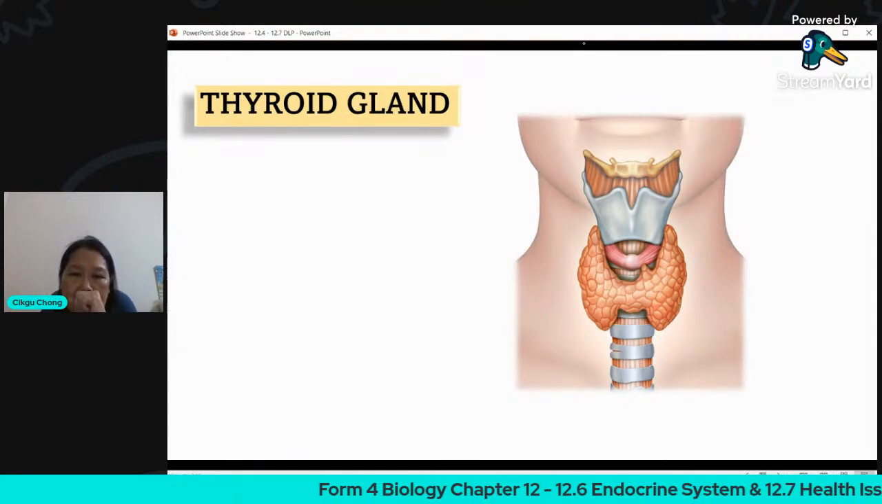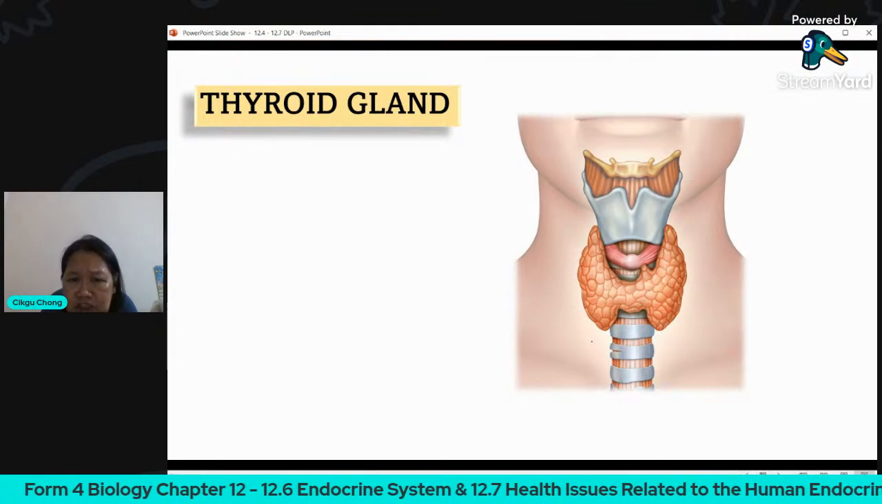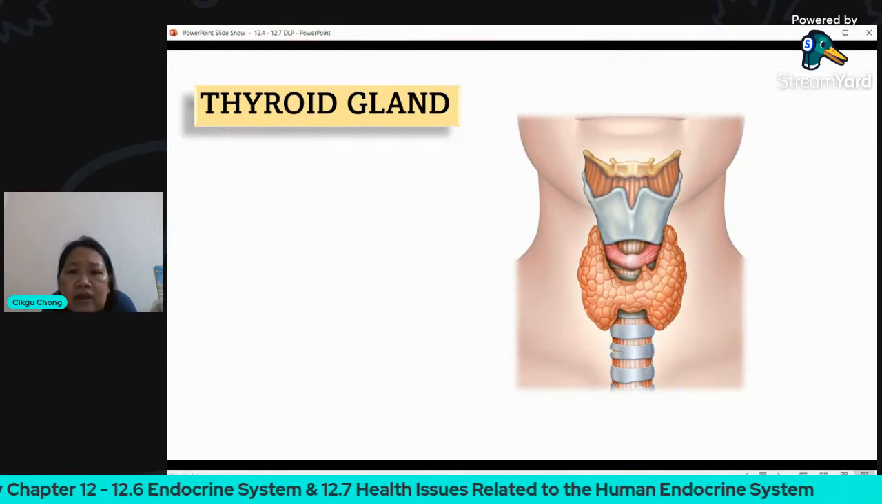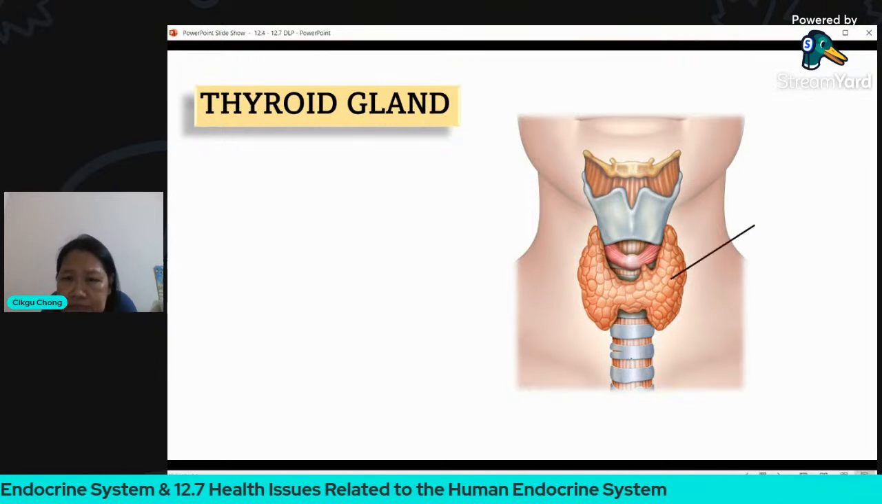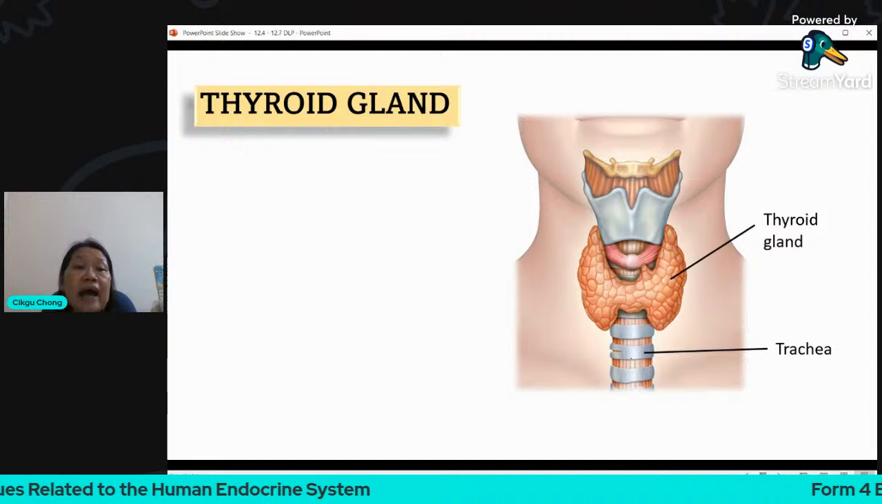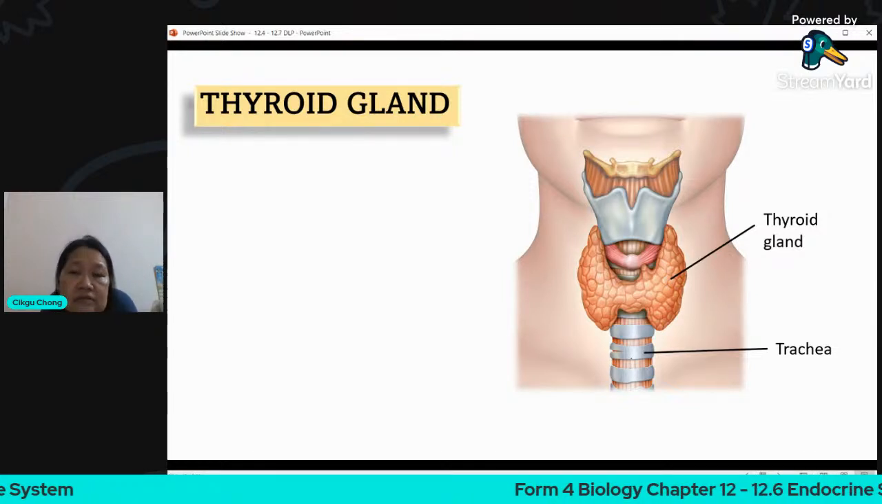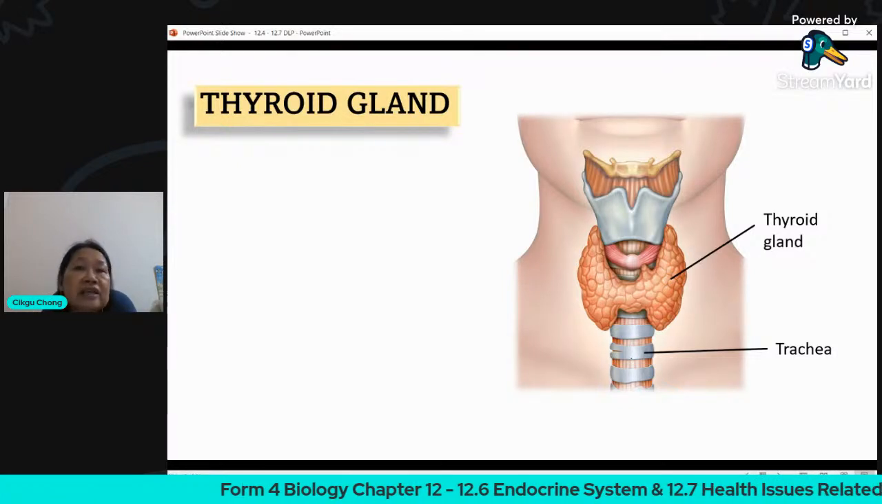So here, what you see here is a thyroid gland. See this mass of tissues here? This is a thyroid gland. And this is a trachea. This is the thyroid gland. This is the trachea. The trachea is the air passage that carries air into your lungs during inhalation and also expels air during exhalation.